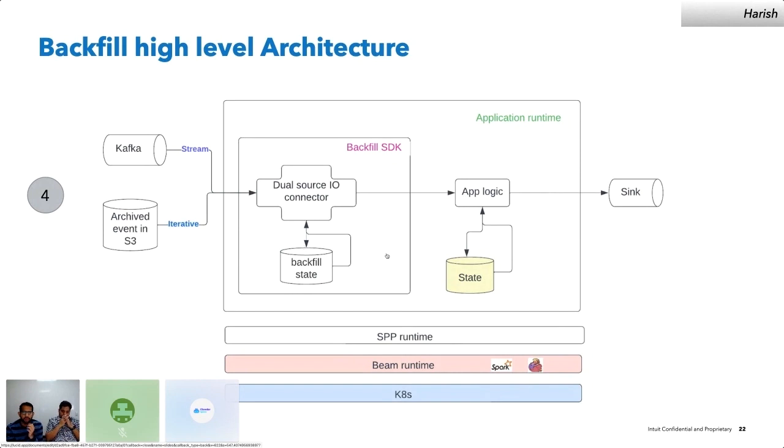So this is how we were able to maintain this, and this solution takes care of automatically switching to Kafka from that particular offset, so that there won't be any data loss, and no external monitoring is needed by the customers as well.